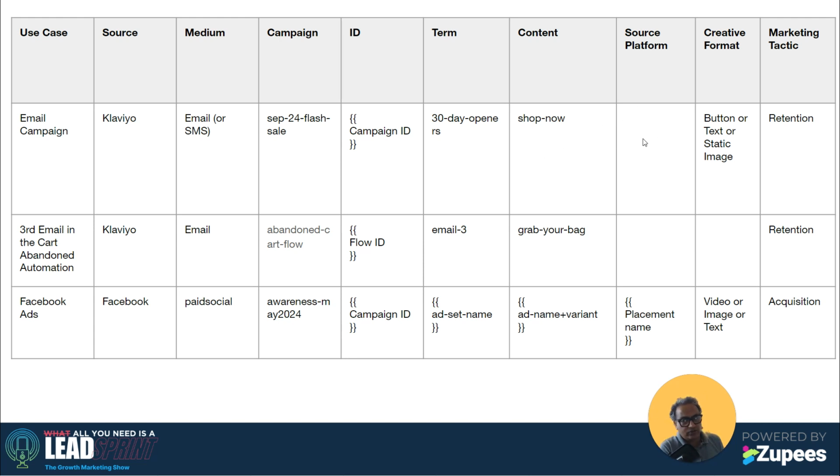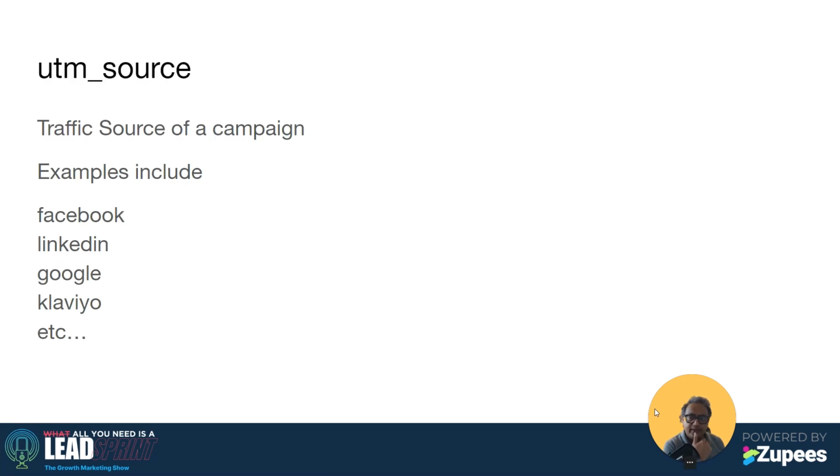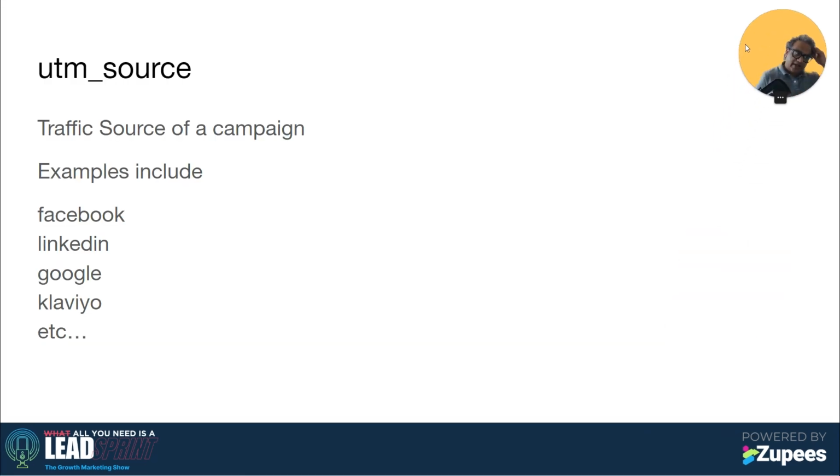Source platform, we don't recommend using anything on email campaigns, at least email campaigns. Creative format: button or text or static image. Marketing tactic: retention. For an automation, you could use something like this. Pause the screen. I don't want to waste your time going through everything step by step. For Facebook ads, you could use something like this. Now, these are dynamic values inserted by Facebook directly into your system. Some of these values you will define and store and save in that spreadsheet that I talked about. Let's keep going. So now let's talk about these values one by one.